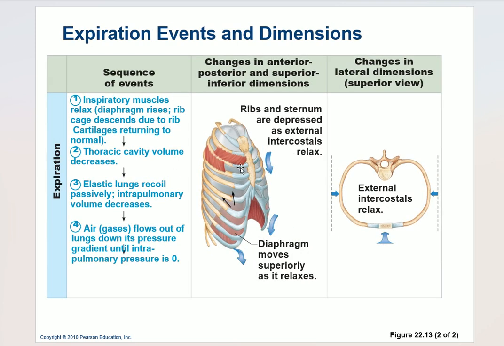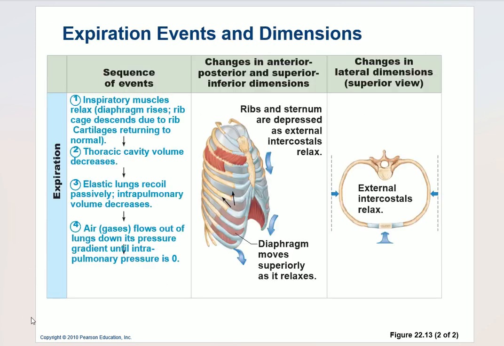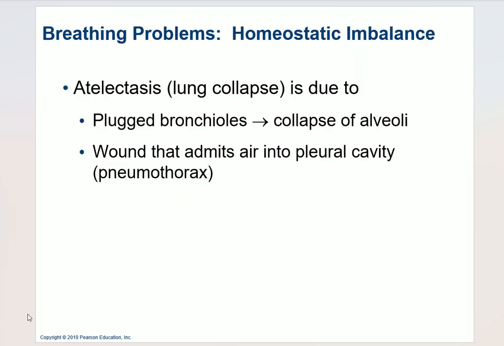So anyways, we're breathing out. Our thoracic cavity volume is decreasing. Our lungs are recoiling passively in the alveoli. Intrapulmonary volume decreases. And then air flows out of the lungs, down the pressure gradient, until the pulmonary pressure is at 0. And then expiration ends. And that is what's happening if everything's working like it's supposed to.